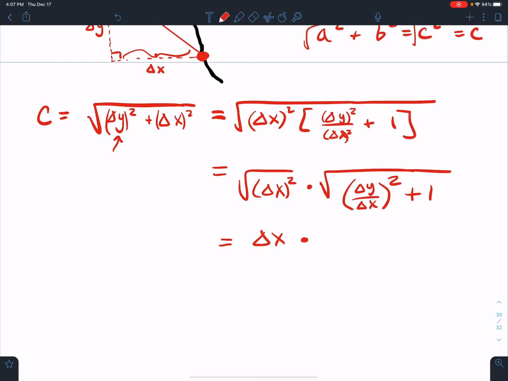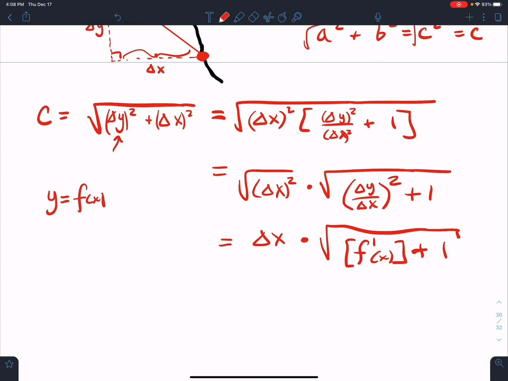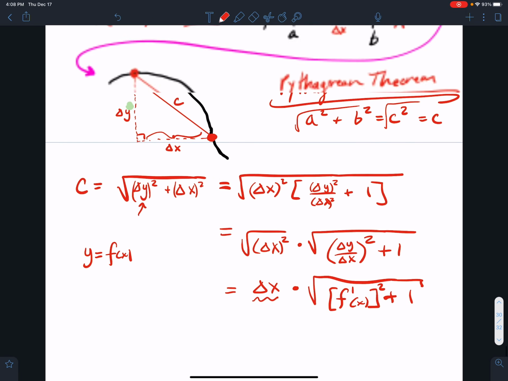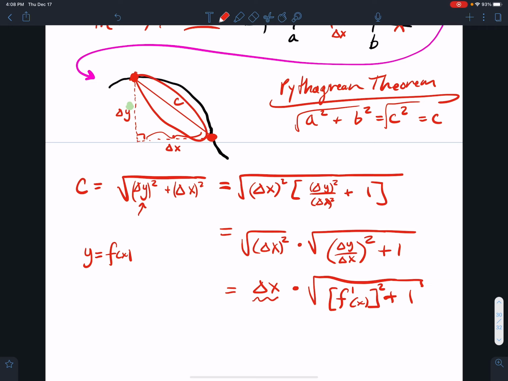So it's delta x times what? Well, what is delta y over delta x? Delta y over delta x happens to be the derivative. So this is the derivative of the function if y is equal to a function of x, so f prime, the derivative, squared, plus 1. And my delta x here, that's kind of like my differential. So one little segment is represented by this one here.